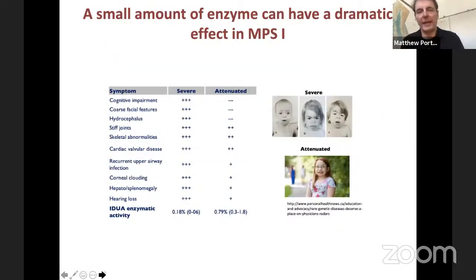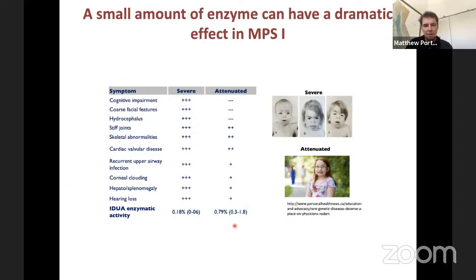So mucopolysaccharidosis type 1 is a genetic lysosomal storage disease in which patients are missing an enzyme called iduronidase. And there are variant forms of this disease. And the most severe form, in which patients have very low enzyme levels, is a multisystemic disease that causes CNS impairment, because what this enzyme is supposed to do is break down glycosaminoglycans into smaller metabolites that can be cleared. If you're missing this enzyme, those glycosaminoglycans build up in the tissues, causing significant issues.